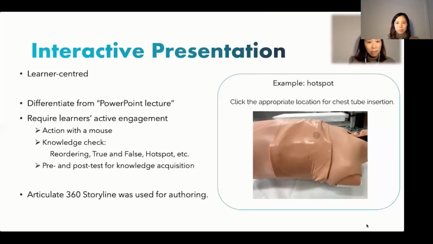There's an example of a quiz using a hotspot on the right. Click the appropriate location for chest tube insertion. When you click the fourth or fifth intercostal space between the anterior and the mid-axillary line, you will receive feedback saying you are correct. Also, the assessment of knowledge for baseline and after the learning were also done on myCourses. The contents were developed using an authoring software called Articulate 360 Storyline.